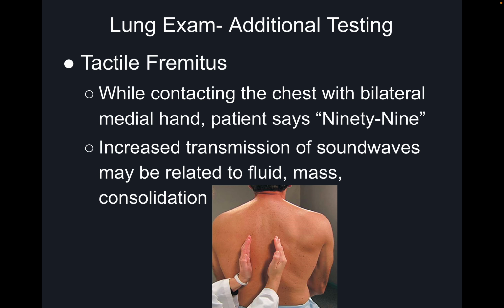And then we have tactile fremitus. You use your hands, typically the medial aspect of the hands, to contact the chest. And then as the patient says 99, you may feel increased or decreased transmission from one side compared to the other. And that can, again, be associated with fluid mass consolidation in that area that is helping to increase the transmission of those sound waves.